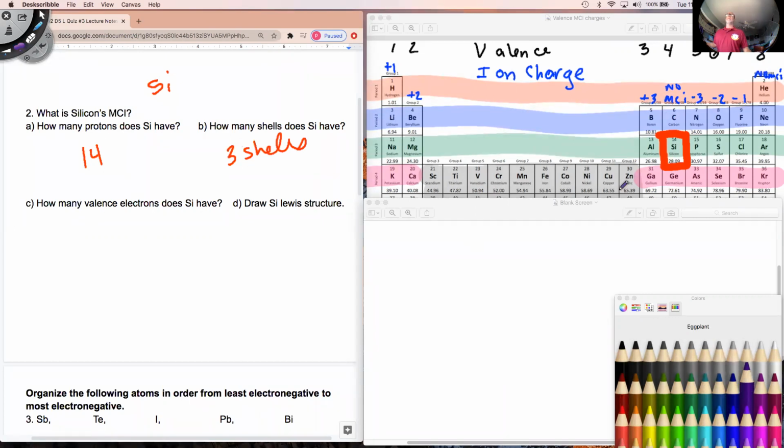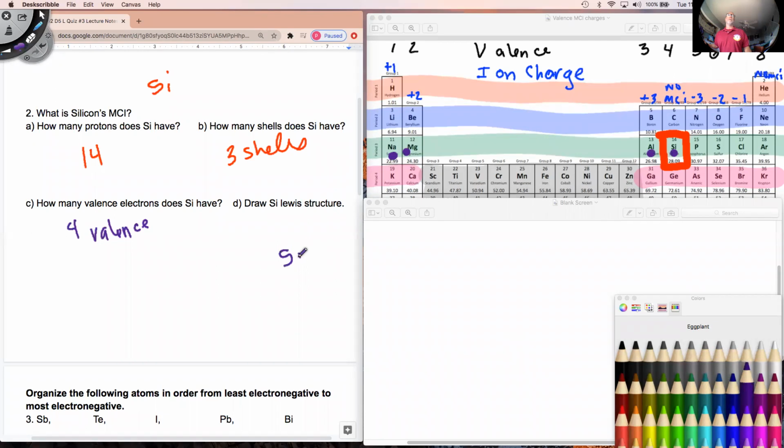Well, the valence electrons are the outside. The number up here, 1, 2, 3, 4. It has 4 valence electrons, so there'd be 1, 2, 3, 4 valence electrons. So there's 4 valence electrons. And if there's 4 valence electrons, sorry, my pen stopped writing, then that's going to help us with our Lewis dot structure.